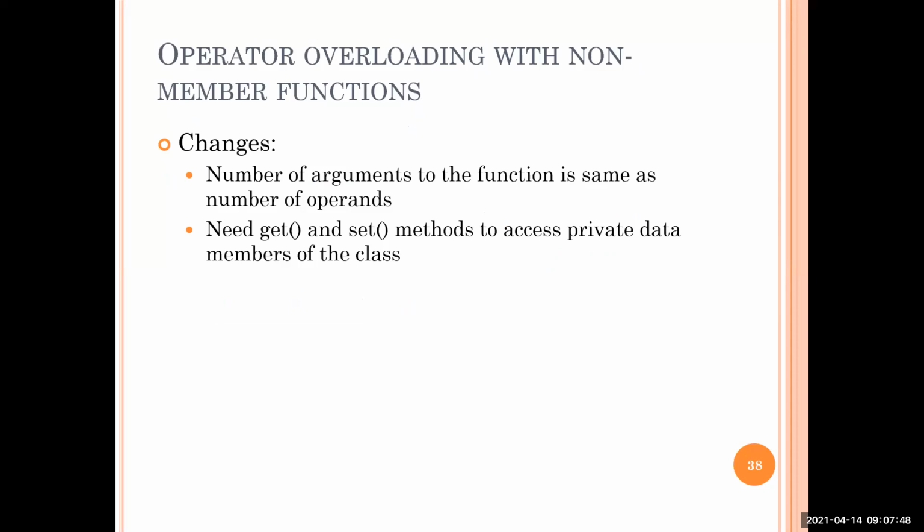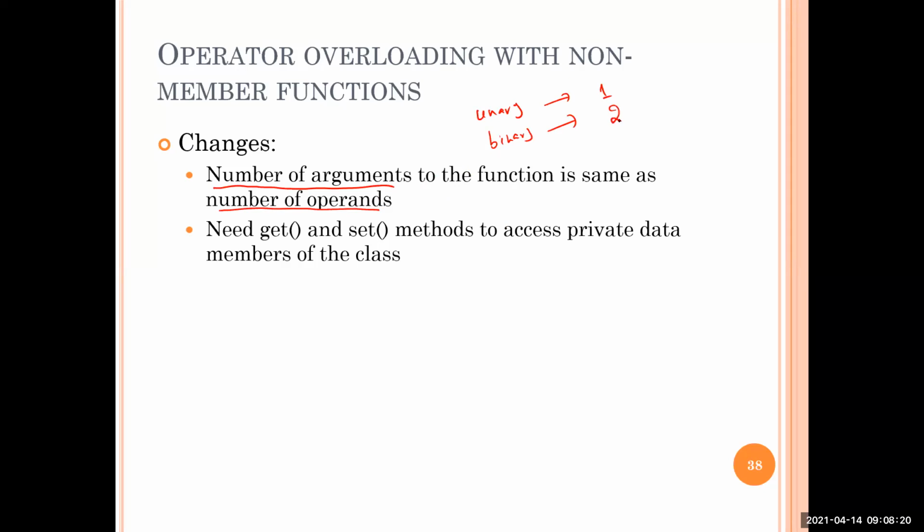And what is it that will change? Basically, there will be two key changes. The first one is that when you are using a non-member function for operator overloading, the number of arguments will change. The number of arguments in this case will be the same as the number of operands. So what does it mean? If it's a unary operator, the number of arguments will be one. And if it's a binary operator, the number of arguments will be two.